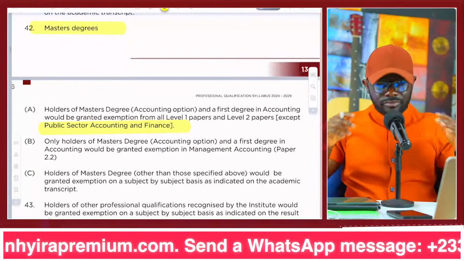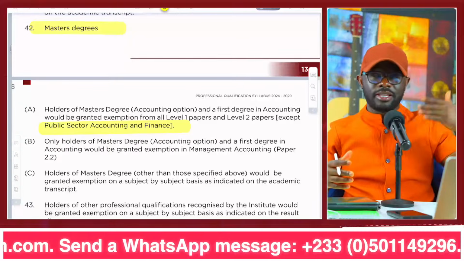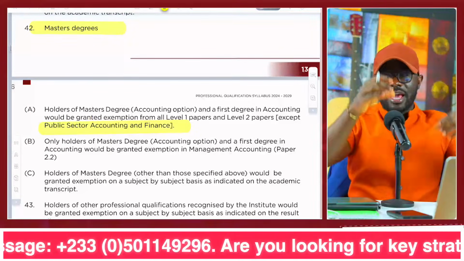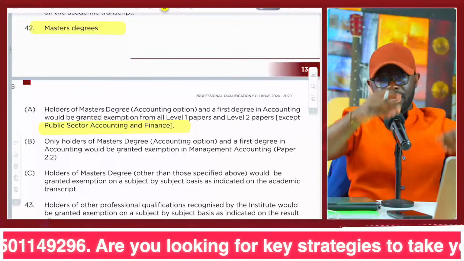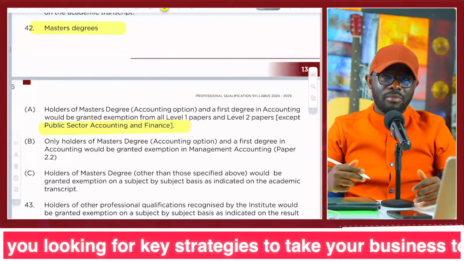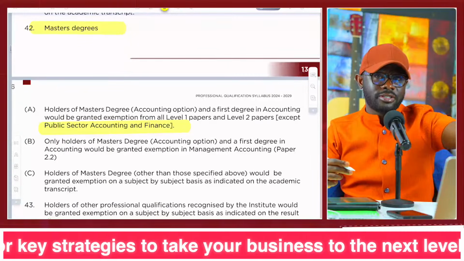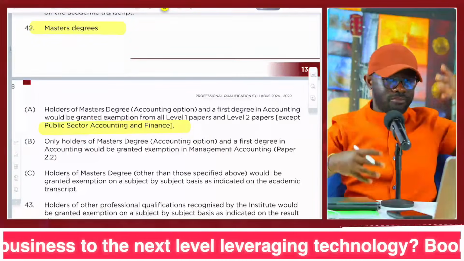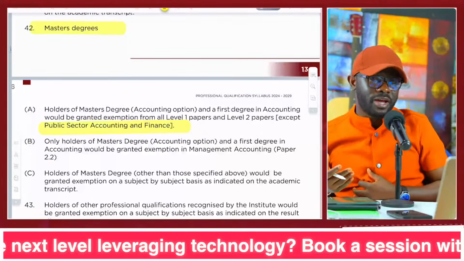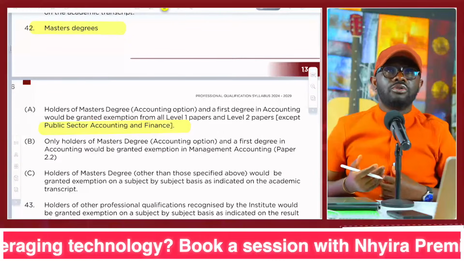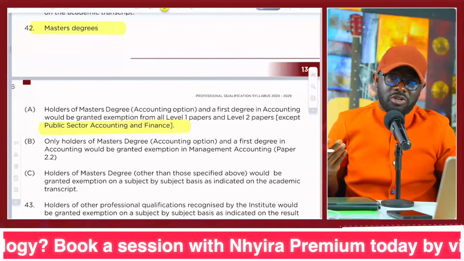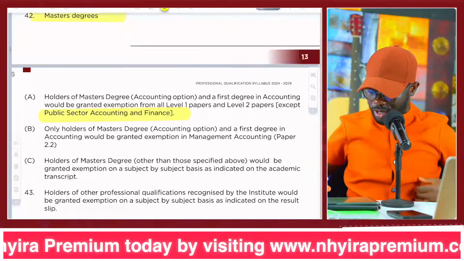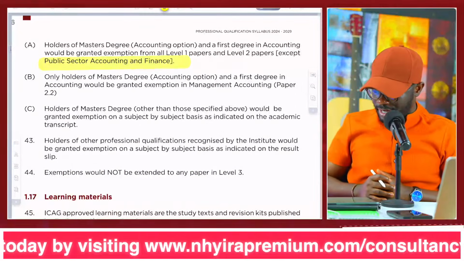Please note, if your master's degree is in a qualification other than accounting, then you may get subject for subject exemption. So maybe you did MBA and you focused on finance only. Then you may get subject for subject exemption. Maybe you'll be exempted from financial management in level 2, and then advanced, maybe audit and assurance and other things, depending. The ICAG will decide your fate when your transcript is sent to them.